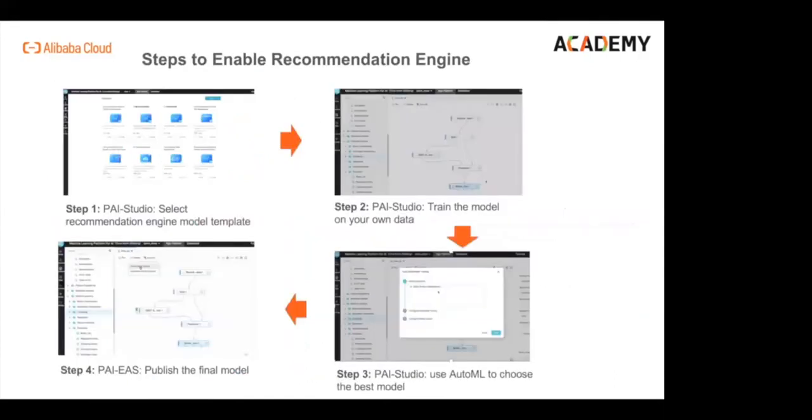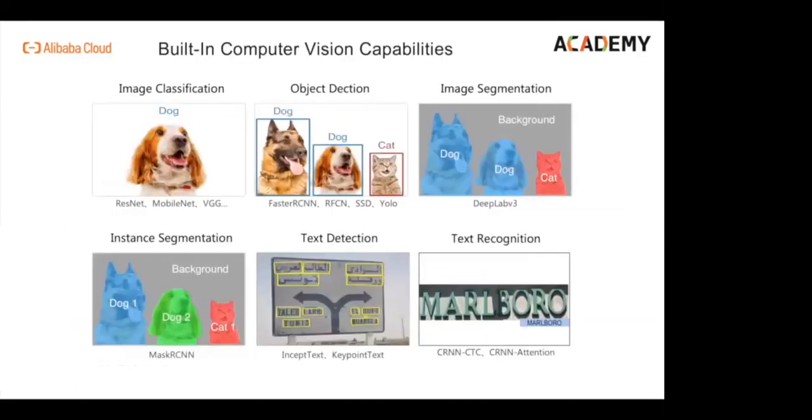For instance, if you wanted to build a recommendation engine, all you would have to do is open up Pi Studio, choose the recommendation engine model template, play around with it, make sure all the parameters are set the way you want, click on Run to train the model, and then use AutoML to adjust the parameters, and then publish the final model, and then you've got a recommender system ready to go.